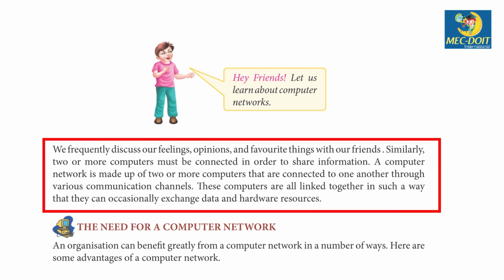We frequently discuss our feelings, opinions and favorite things with our friends. Similarly, two or more computers must be connected in order to share information. A computer network is made up of two or more computers that are connected to one another through various communication channels. These computers are all linked together in such a way that they can occasionally exchange data and hardware resources.